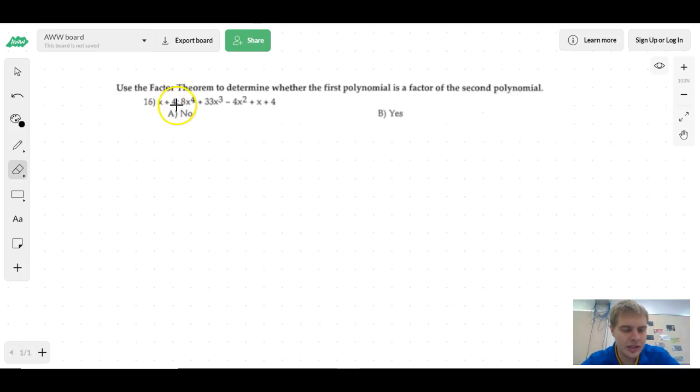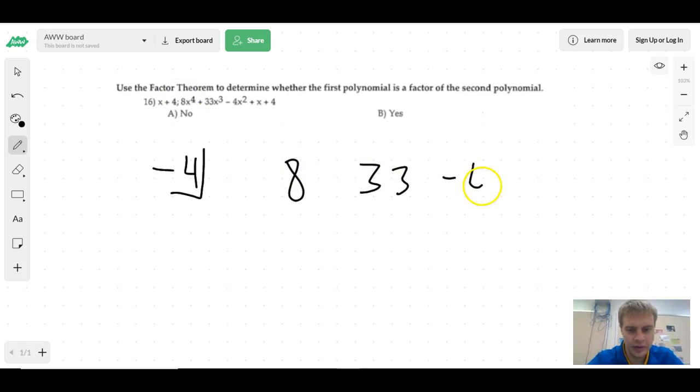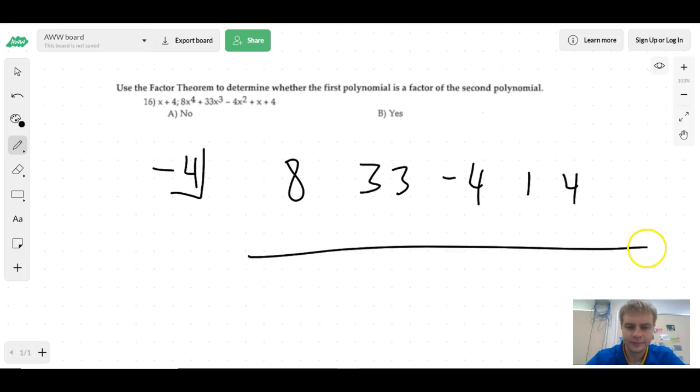We want to know, is x plus 4 a factor of this? Well, how we could check is we can use synthetic division. So again, what I would do with the synthetic division is I'd put negative 4, because that's its root, in there. And we have 8, 33, negative 4, 1, and 4. We always carry the first number down. So that'd give us 8. So that'd be negative 32. We add them together, we get 1. Multiply. So I get negative 4. Add them together, I get 8.